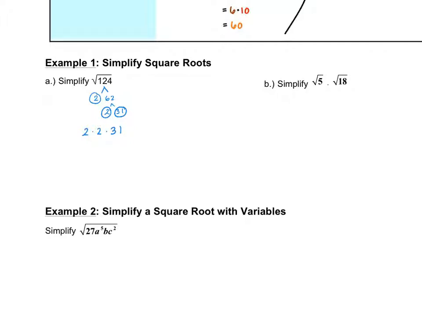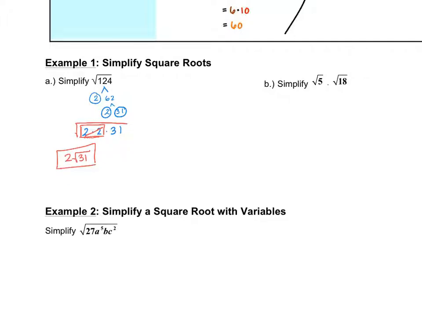We are looking for a pair of these because remember, we're taking the square root of all of these. Well, if you just look at 2 times 2, the square root of 2 times 2, which is 4, the square root of 4 is 2. So we take that pair of 2's out as a 2, and the 31 remains inside. So it's 2 radical 31 is how we say that.